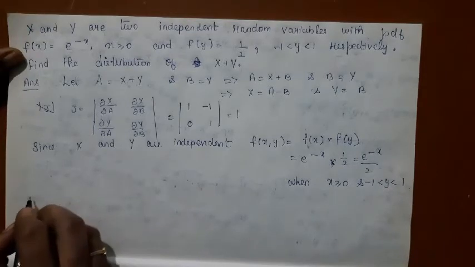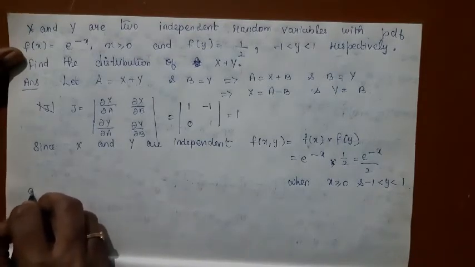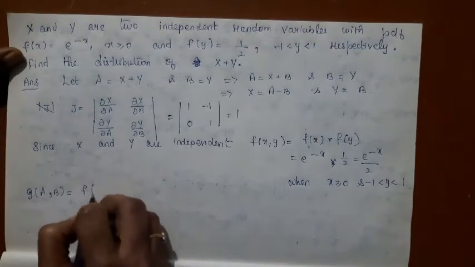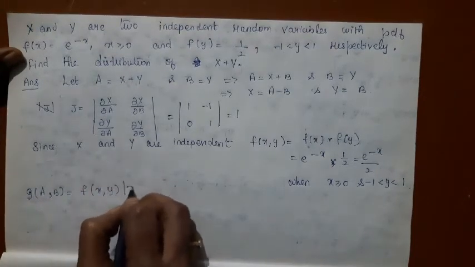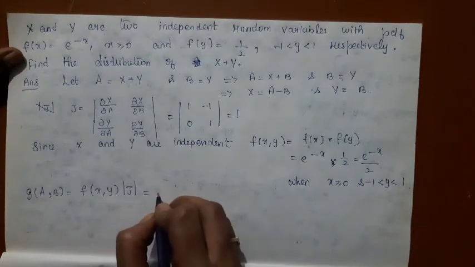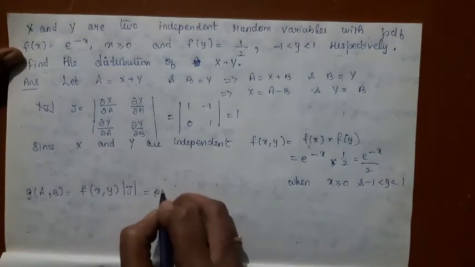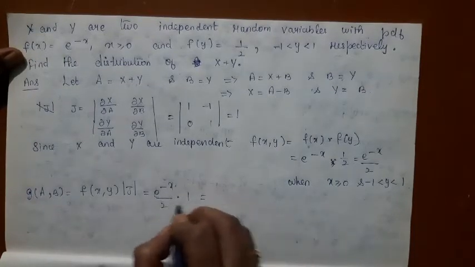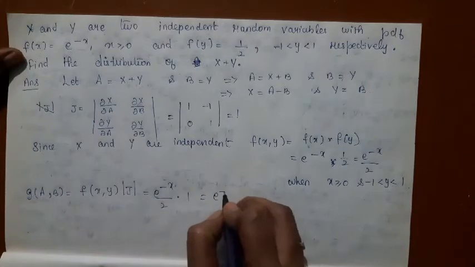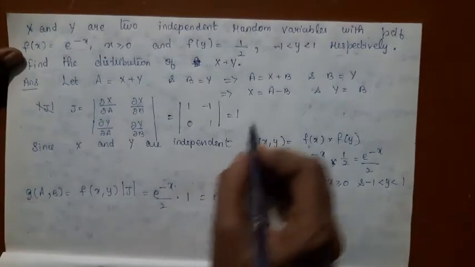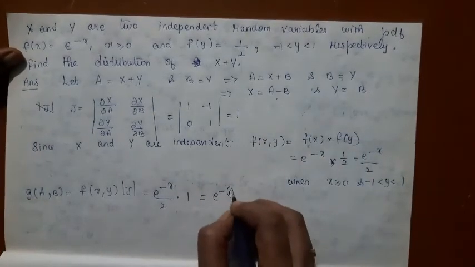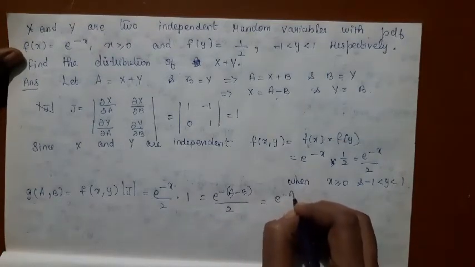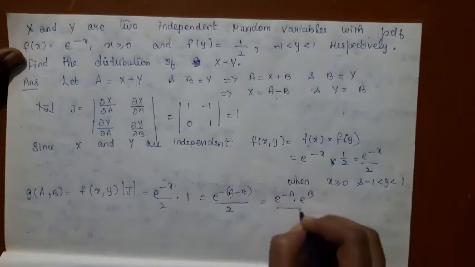Fine. Now let us find the function in terms of a, b. So it is f(x, y) into modulus of J. What is f(x, y)? It is e^(-x)/2 into J, and J is 1. Modulus of Jacobian is 1. What is x? X is a minus b, right? So it is e^(-(a-b))/2, which can be written as e^(-a) into e^b by 2.